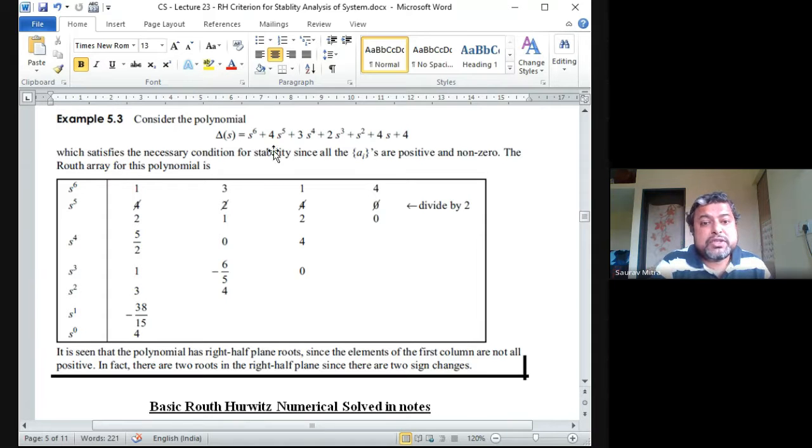So in this case, s^6 + 4s^5 + 3s^4 + 2s^3 + s^2 + 4s + 4 = 0 is the characteristic equation. So divide into even part and odd part. So what is the even part?